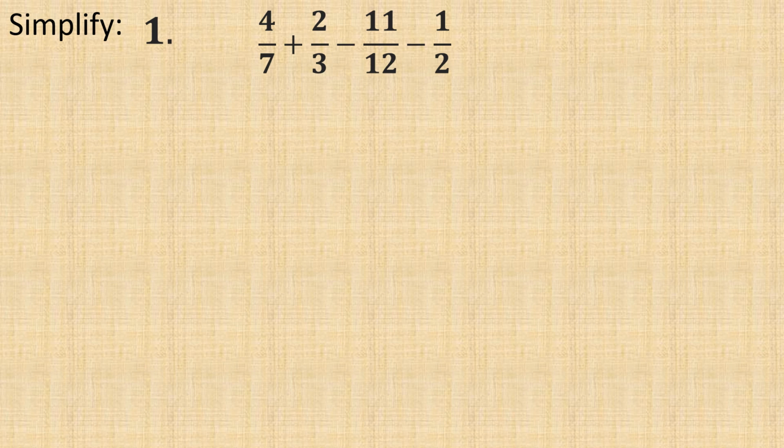Let us simplify the following. The LCM of the fractions is 84. Multiply each fraction by 84. Afterward, divide all by 84.